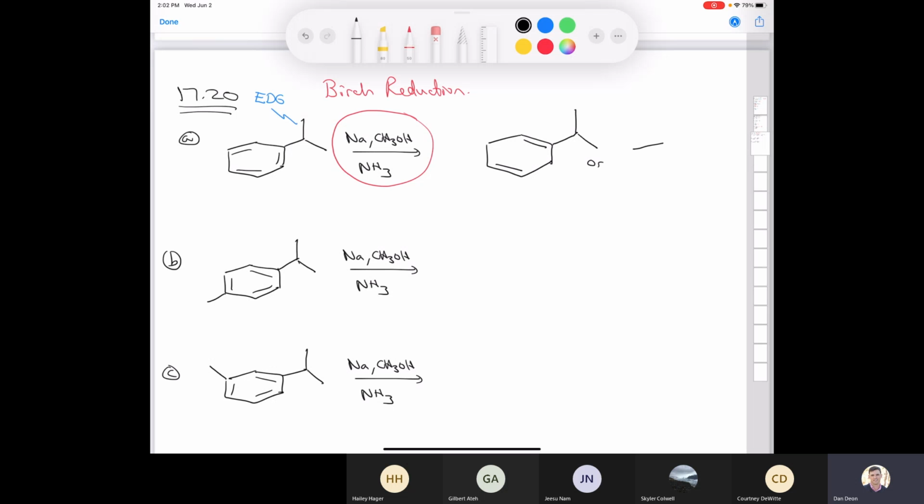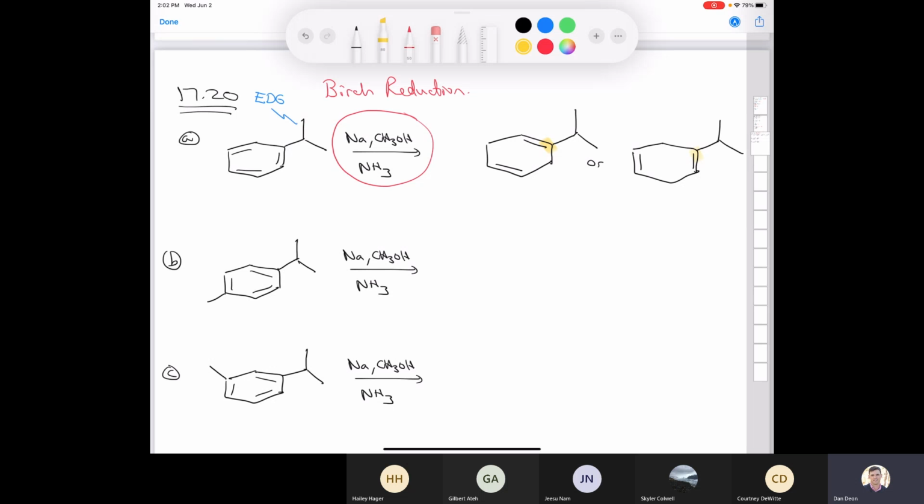Or if you wanted to write it like this, if you wanted to put the isopropyl group here and put the double bonds like this and like this, either way, it's essentially the same thing that you're getting. Remember, the idea is that you can't reduce this carbon because we have an electron donating group there.